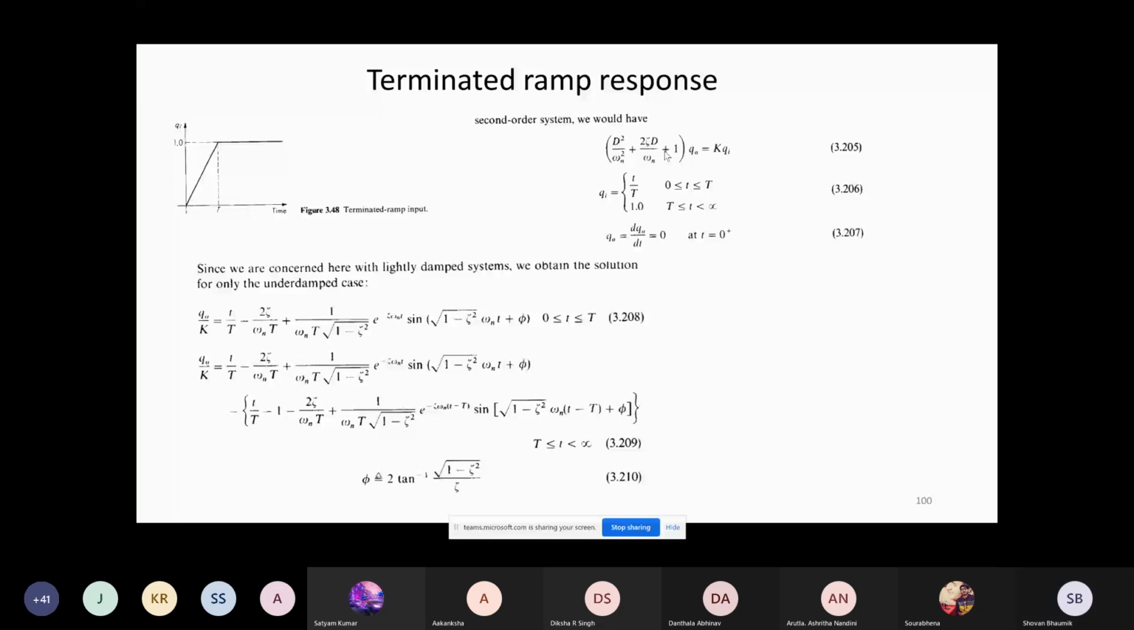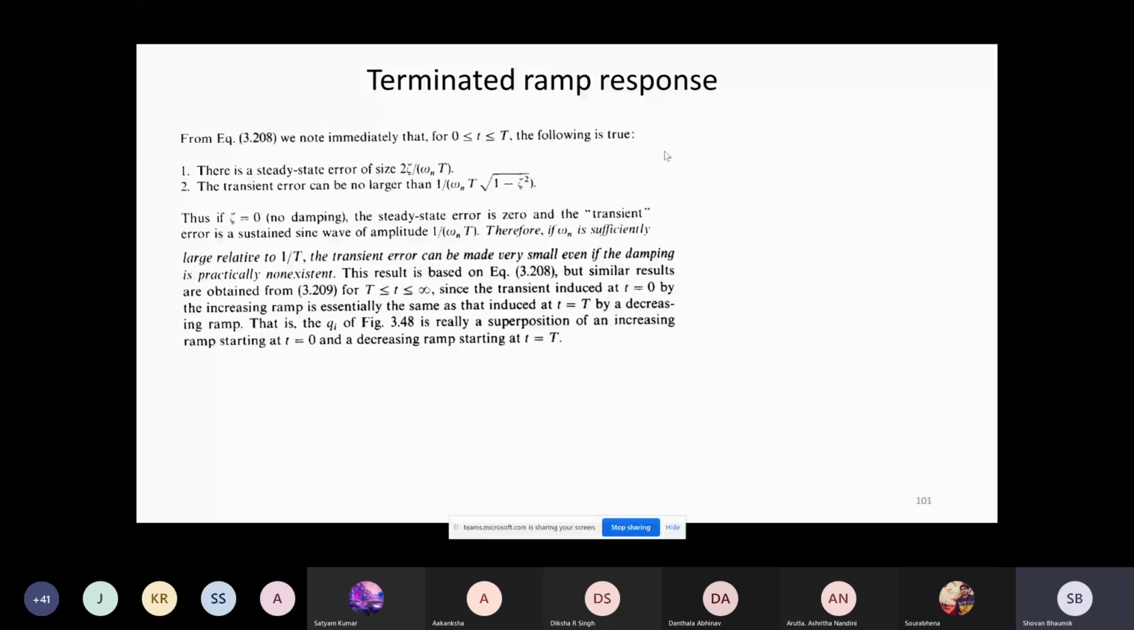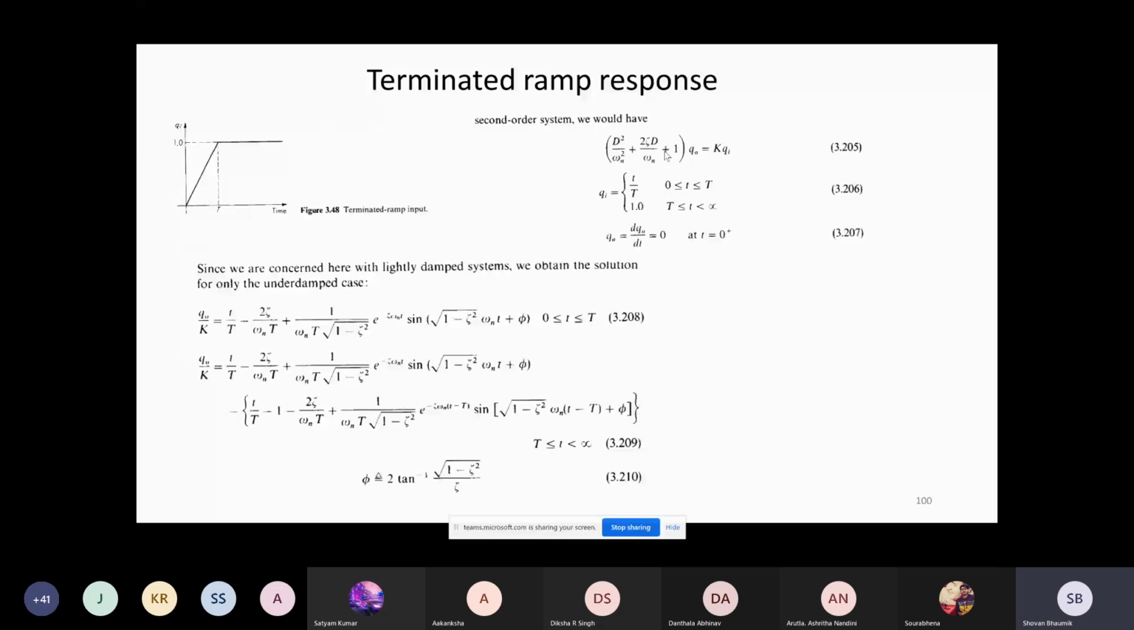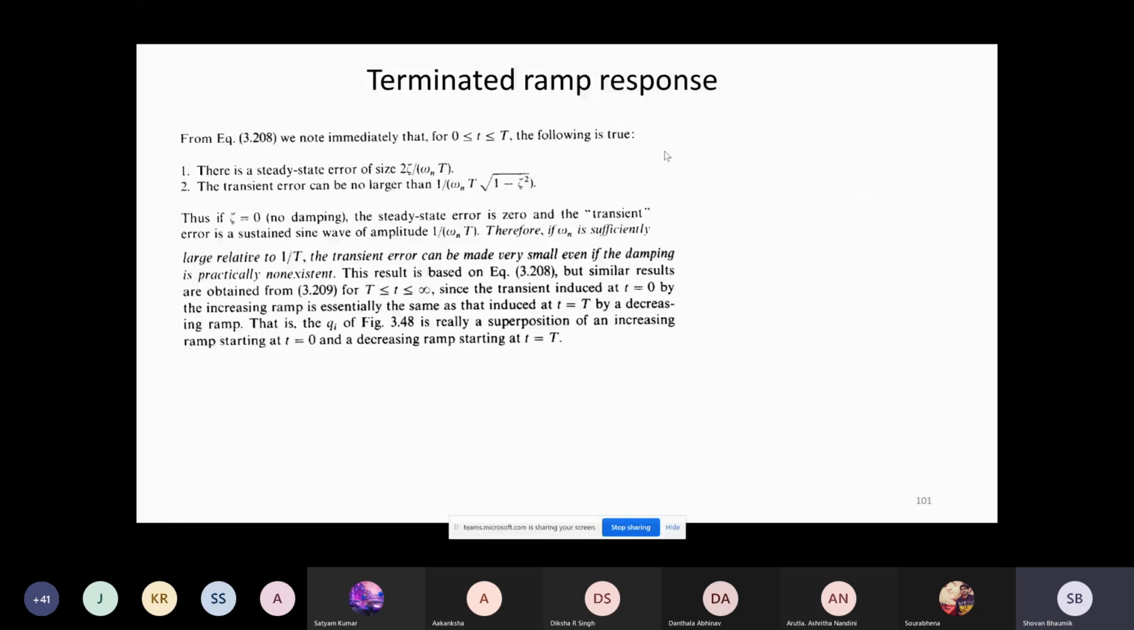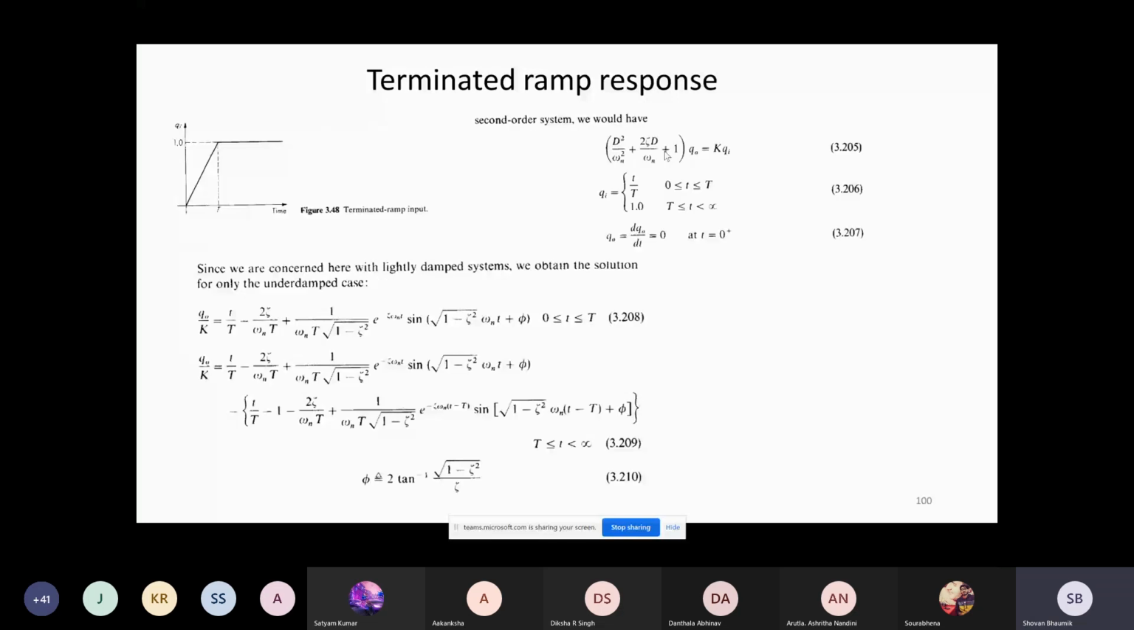If you see the equation 3.208, which is for 0 to capital T, there are two points we could say. There is a steady state error. If you see this expression, small t by capital T, the first term, is the input and this is the output. For infinite time, the last term will die down and the first term is the input. So the error will be 2 zeta by omega n T. There is a steady state error of 2 zeta by omega n T.